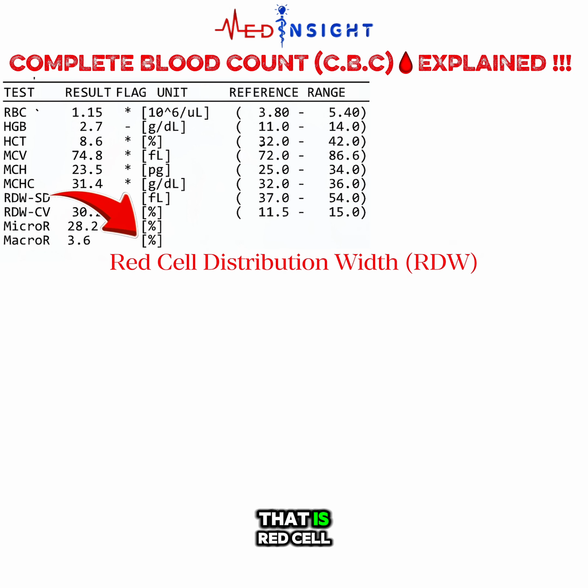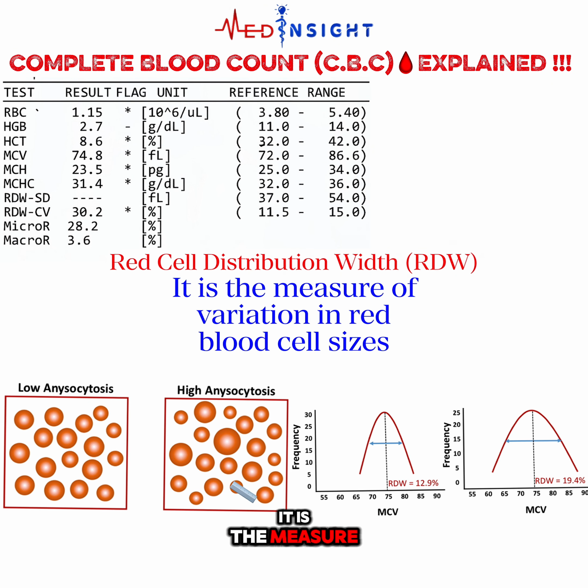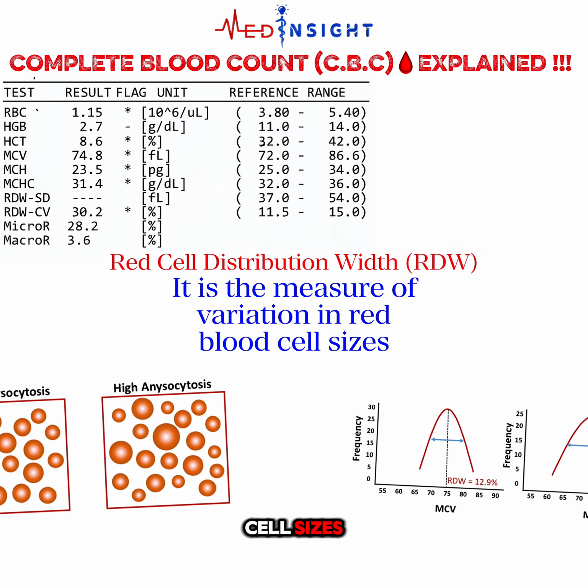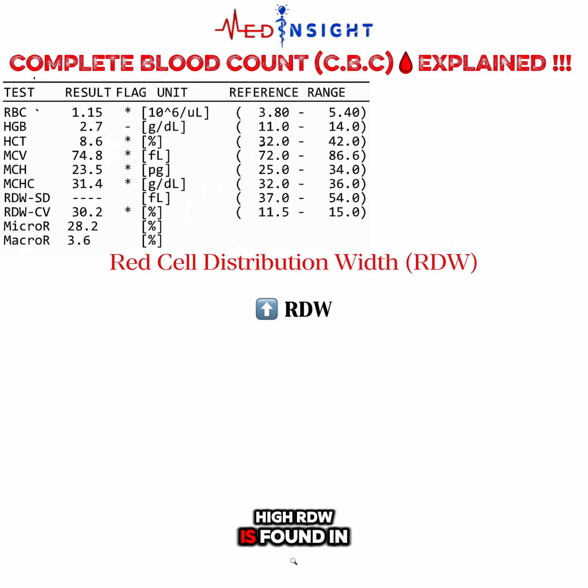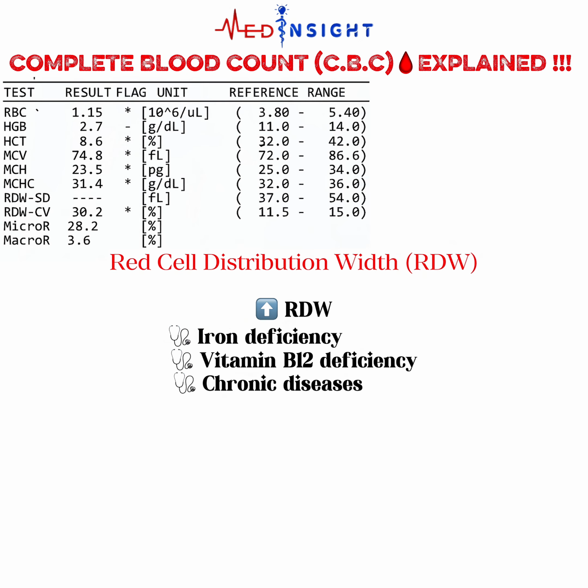RDW, that is red cell distribution width. It is the measure of variation in red blood cell sizes. High RDW is found in conditions like iron deficiency anemia, vitamin B12 deficiency, chronic diseases, or recent blood loss.